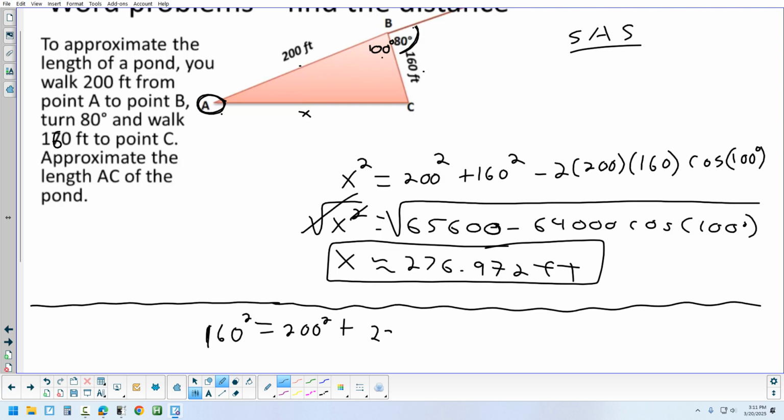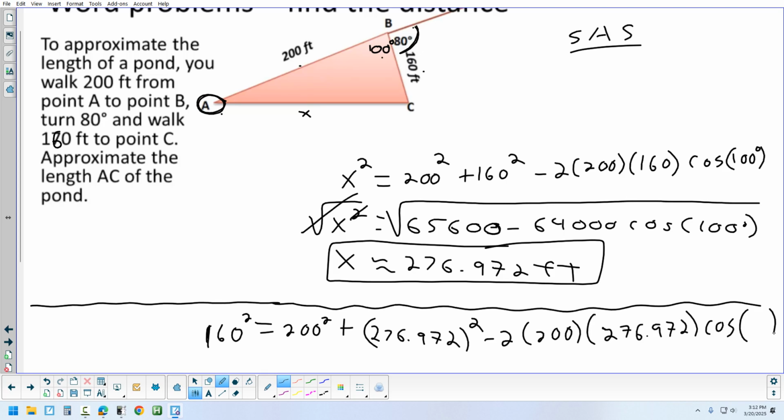276.972 squared, minus 2 times 200 times 276.972. Did I say that wrong? 276, right? Yes, that's what we have in the calculator, I hope. I could have copied it wrong, but I hope not. And then cosine of beta.